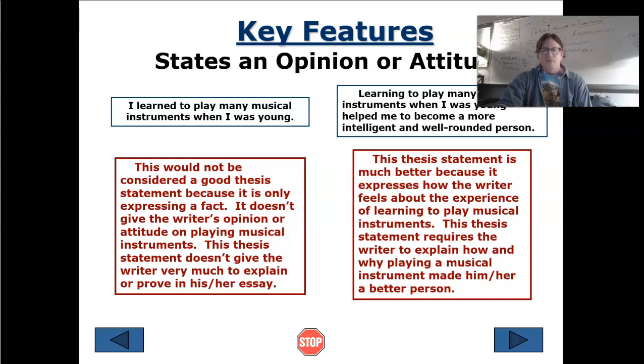So the one on the right side says, learning to play many musical instruments when I was young helped me to become a more intelligent and well-rounded person. Because then that poses someone to say, how so? And then you will provide how so. This thesis statement is much better because it expresses how the writer feels about the experience of learning to play musical instruments. This statement requires the writer to explain how and why playing a musical instrument made him or her a better person.